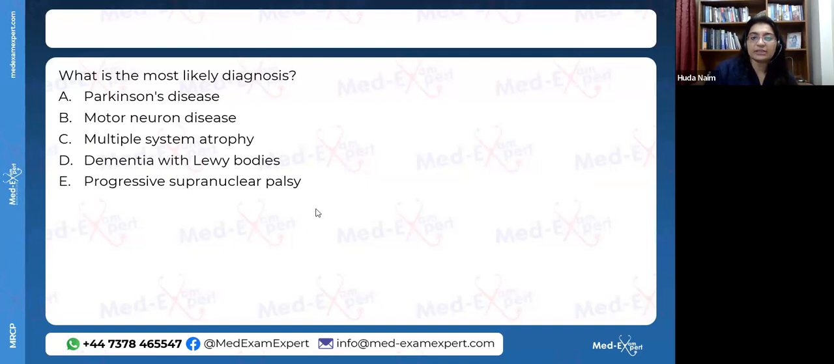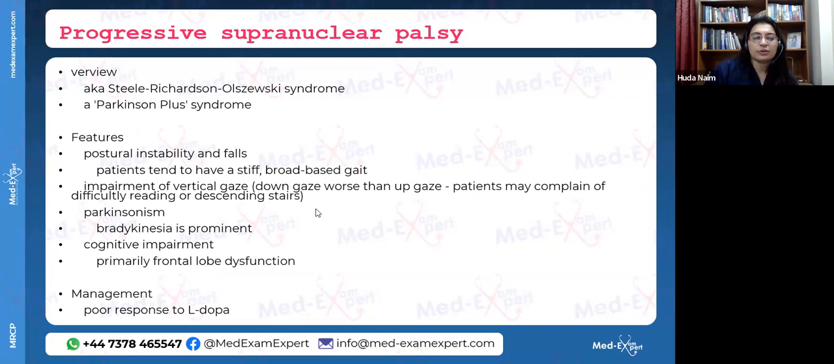Very good. It's progressive supranuclear palsy, also known as the Steele-Richardson-Olszewski syndrome. It's a Parkinson plus syndrome where you have postural instability and falls. There's a broad-based gait, and especially there's impairment of the vertical gaze. Down gaze is worse than up gaze, so they have difficulty reading and going down the stairs, because they can't look down properly. Apart from that, they have bradykinesia, cognitive impairment, and frontal lobe dysfunction. It's very important to know about Parkinson's and all of the Parkinson plus syndromes.